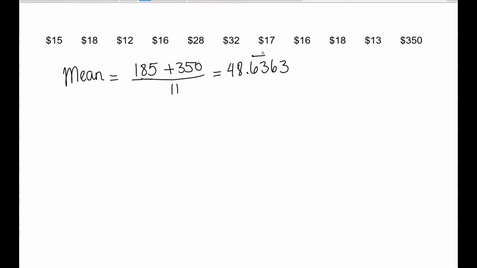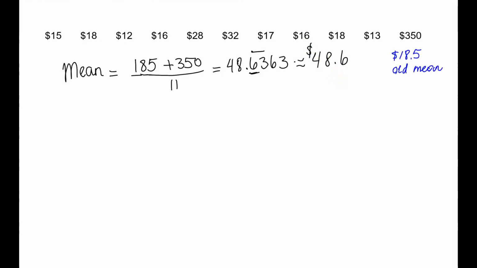63 is repeating, so we could put a bar above the 63 to indicate that it's a repeating decimal. But remember, the mean is rounded 1 more decimal than the original data value. Our original data value is a whole number, so we round our mean to 1 decimal: 48.6. That's our new mean. Our old mean was 18.5. See how significantly higher our new mean is now because of the outlier. 350 is called an outlier because it stands way far from the majority of the values in the data set.